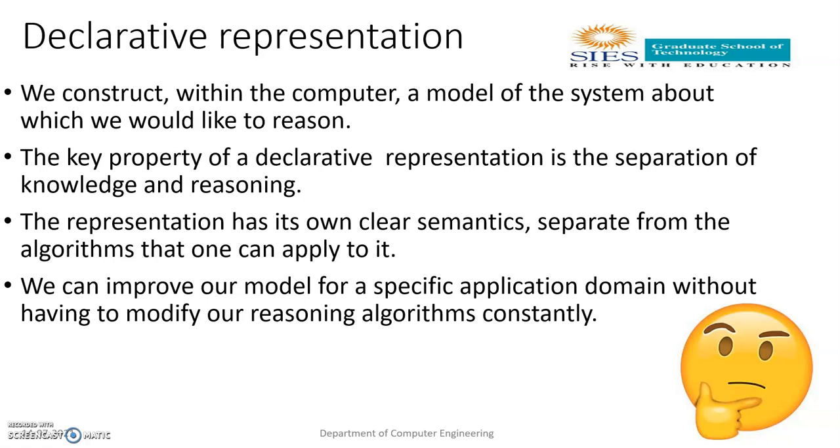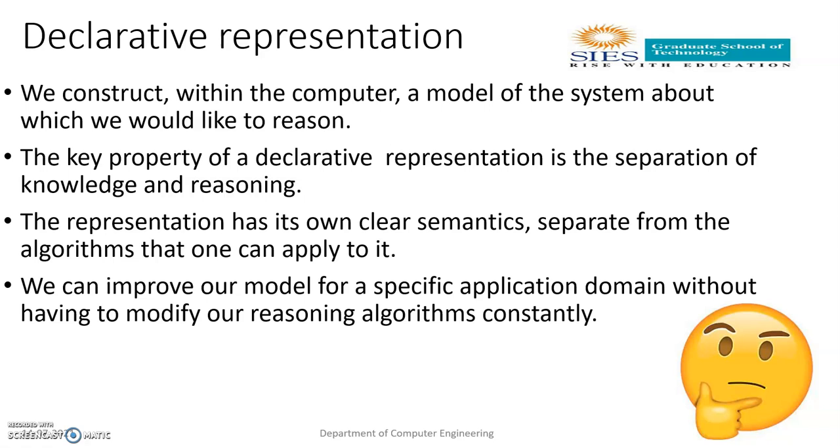So what exactly is representation? In a computer, we construct a model of the system about which we would like to reason. Then, a key property of declarative representation is the separation of knowledge and reasoning. Knowledge is the knowledge base which we create for our system. Reasoning is, why are we adding this if A tends to B? Why are we adding this A tends to B to the system? That is where reasoning comes into the picture.